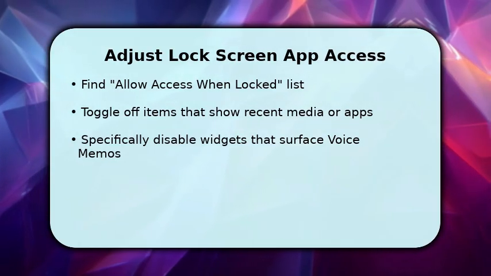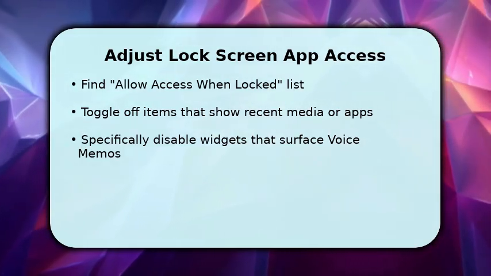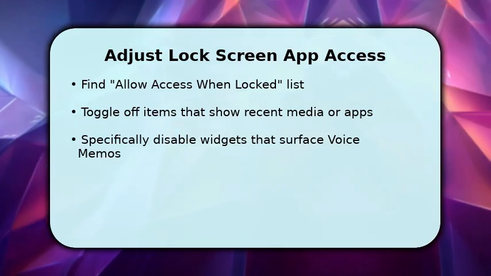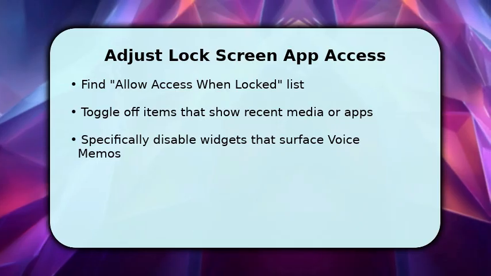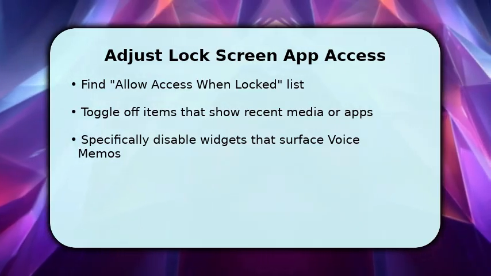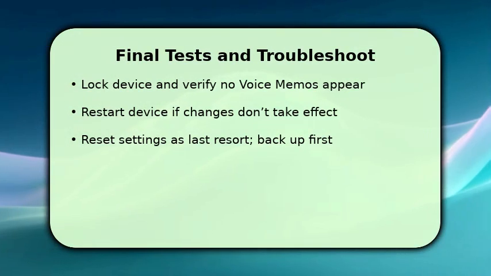You may also open the Voice Memos app settings inside Settings and disable Show in App Library or Background App Refresh if available. Once these are off, the lock screen stops pulling memos for quick playback. Make sure to finish by locking your device and confirming voice memos no longer surface on the lock screen.